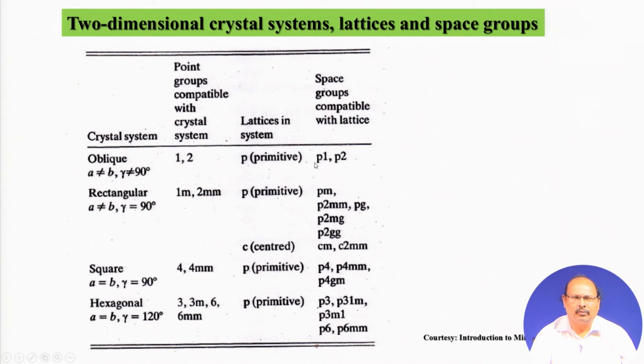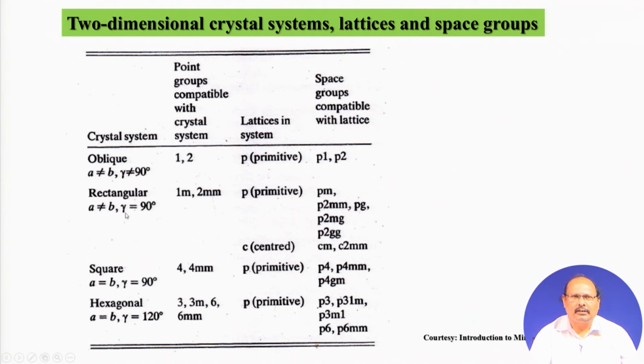And if you want to name the two dimensional lattice which will link with the point groups of symmetry, we call this a space group, and we call it P 1 and P 2, where P is the primitive lattice type and 1 and 2 refer to the types of point groups of symmetry. This is one-fold axisymmetry and this is two-fold axisymmetry here.